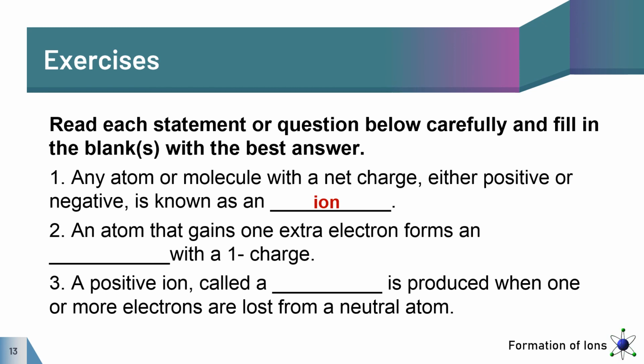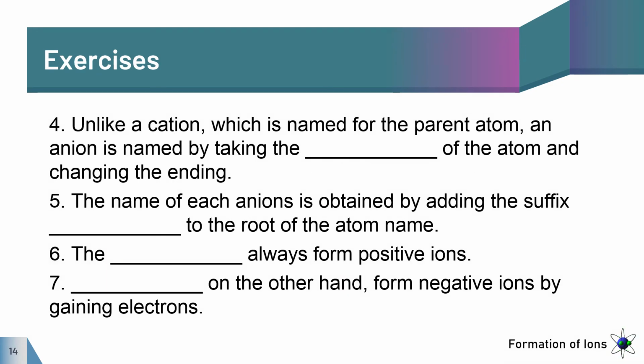Number 2. An atom that gains one extra electron forms a blank with a negative 1 charge. This is an ion. Number 3. A positive ion called a blank is produced when one or more electrons are lost from a neutral atom. The answer for number 3 is cation. Let's have number 4. Unlike a cation, which is named for the parent atom, an anion is named by taking the blank of the atom and changing the ending. The answer is root name.